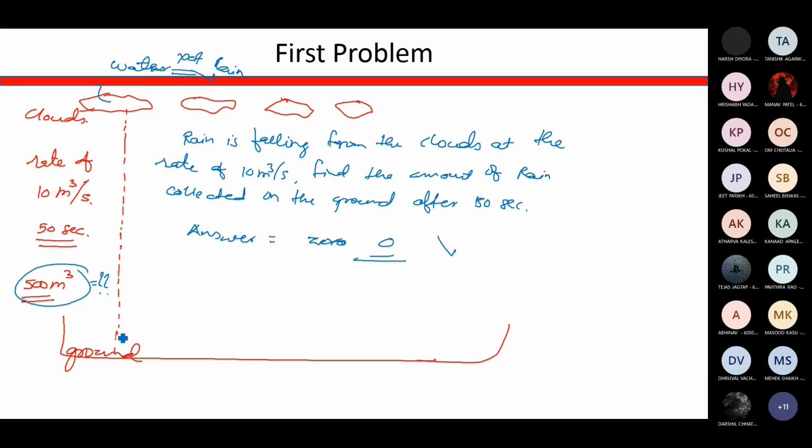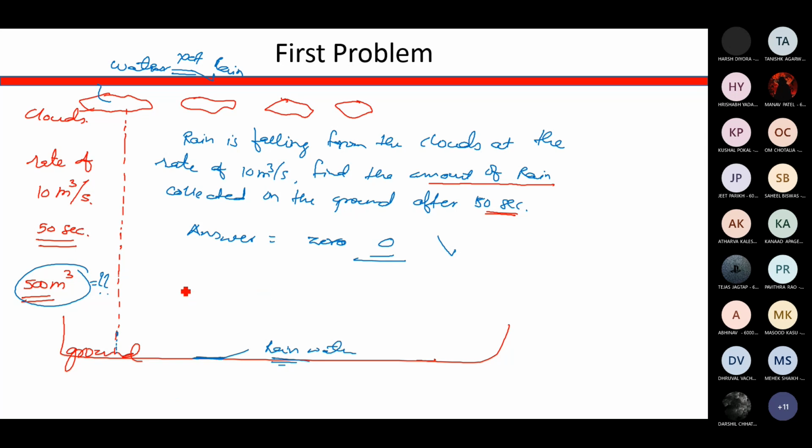Yes. Similarly, when this rainwater falls on the ground and touches the ground, do we call this a rain? We call this rainwater and not rain. So we call it rainwater. We do not call it rain. So what I asked you, find out the amount of rain collected on the ground after 50 seconds.